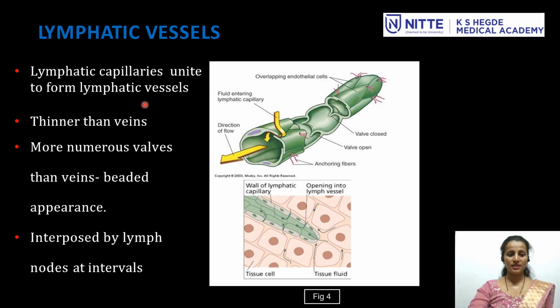Lymphatic vessels. Lymphatic capillaries unite to form these lymphatic vessels. They are thinner than the veins. More numerous valves are present, which gives a beaded appearance to them, interposed by lymph nodes at intervals. Lymph travels through these tubes called the lymphatic vessels. The tiny lymphatic vessels in your tissues join to form gradually larger and larger lymphatic vessels, a bit like streams flowing into rivers. They eventually drain into the large vessels called the lymphatic ducts.